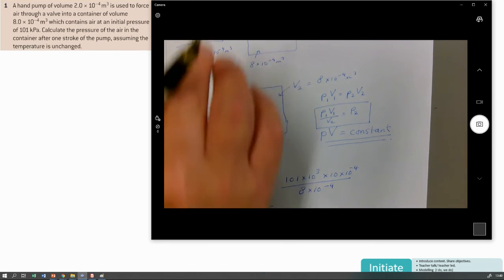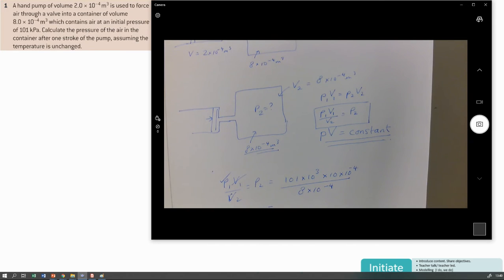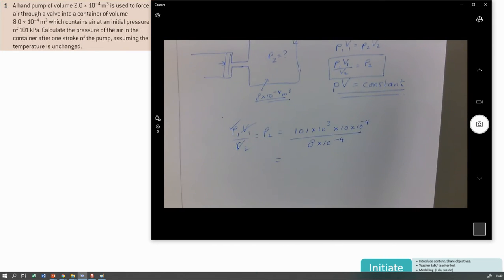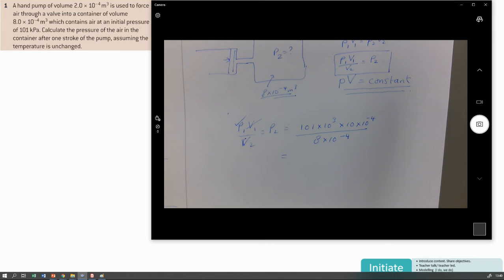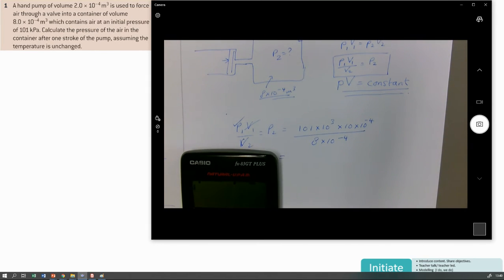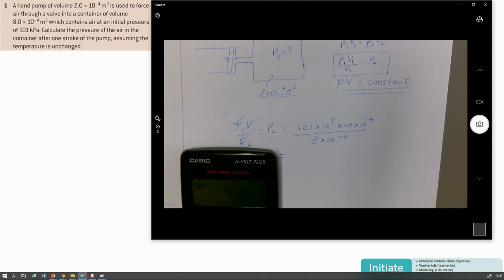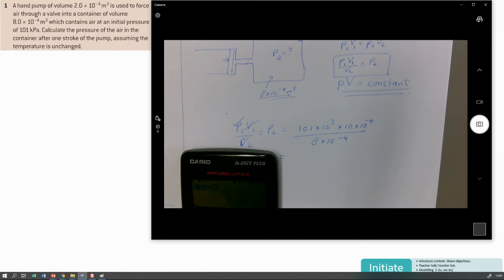Let's get the calculator out. That's what my kids used to call a calculator. It comes from the Tweenies, if you remember them. Calculator, right, let's have a look. So we have 101, whoops, I've done a calculation error there. Let's do this again.